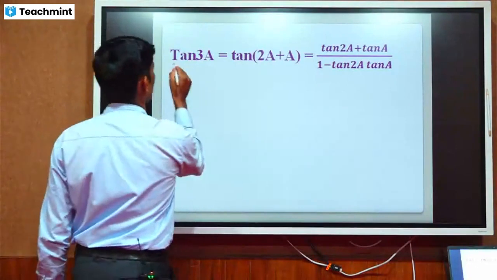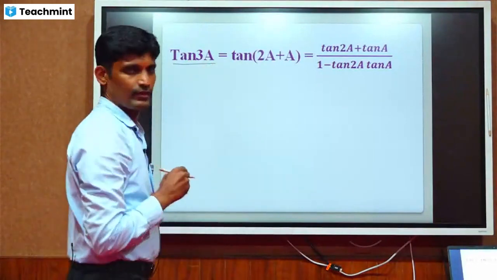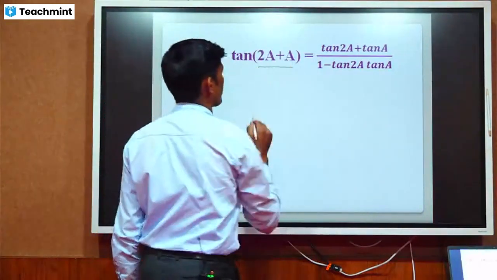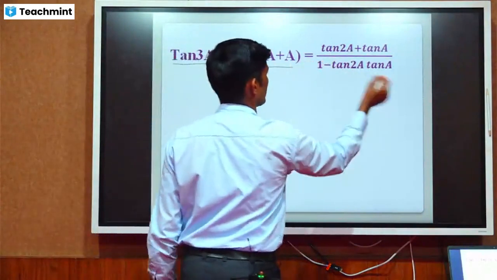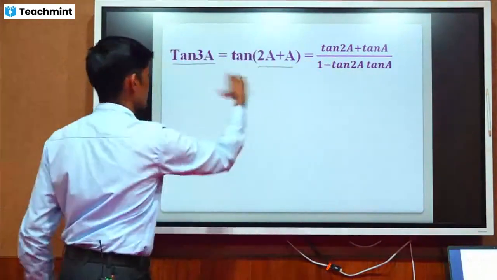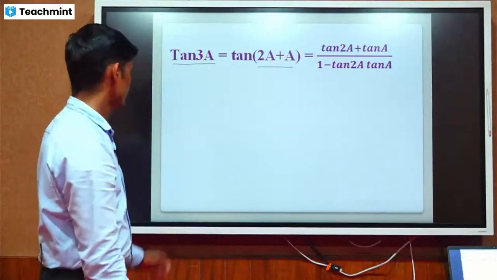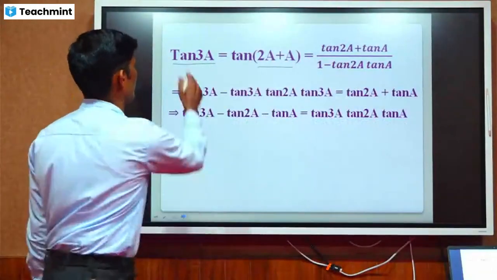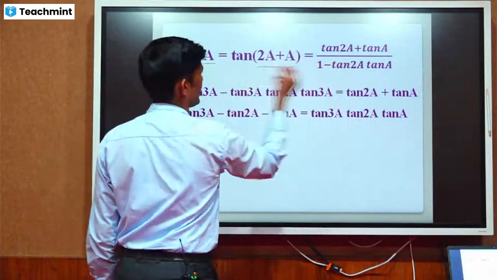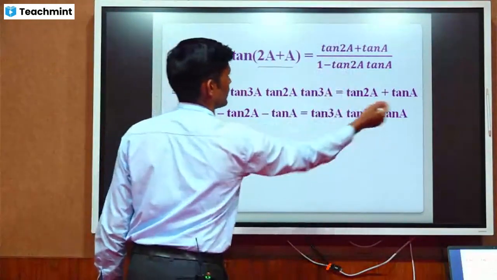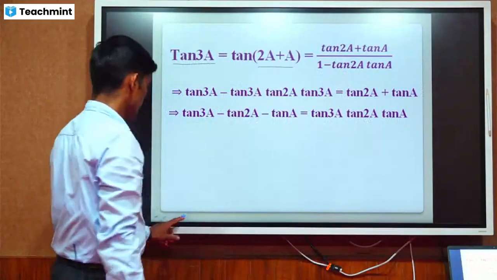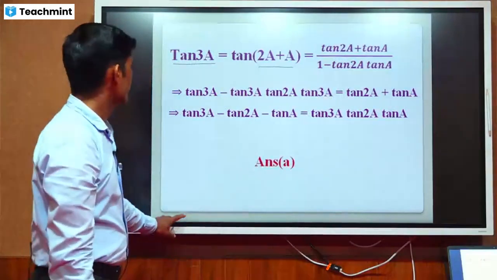You know, tan 3a can be written as tan of 2a plus a. That is equal to tan 2a plus tan a by 1 minus tan 2a into tan a. Then just rearrange this, you will get the answer easily, easier than the trial and error method. So we get tan 3a minus tan 3a into tan 2a tan a is equal to tan 2a plus tan a, or rearranging, we get the answer A.